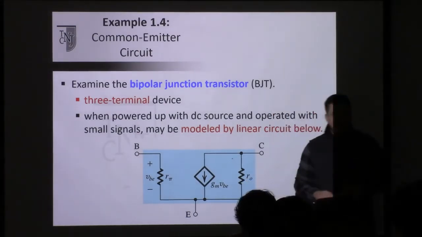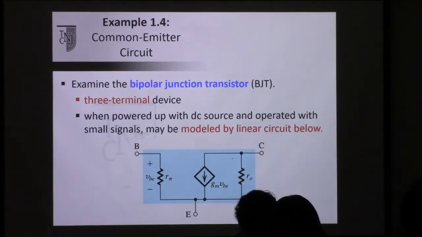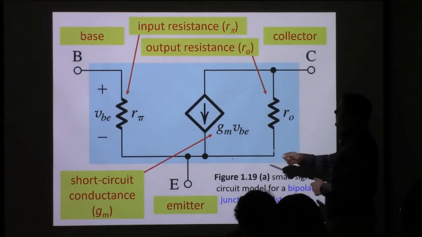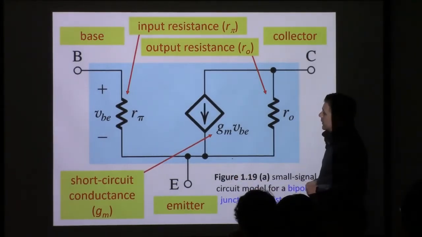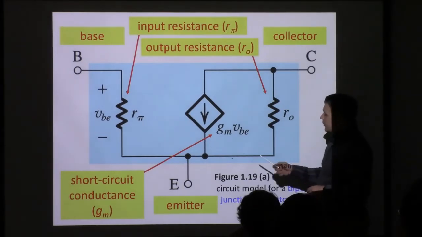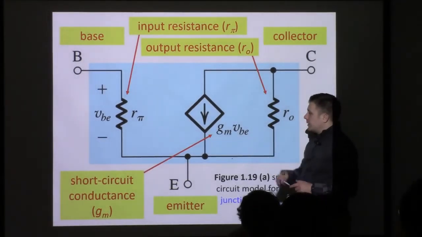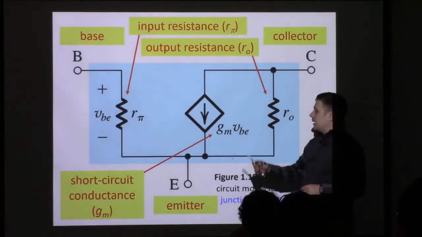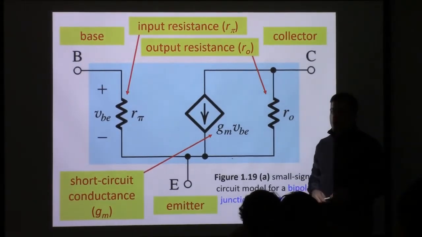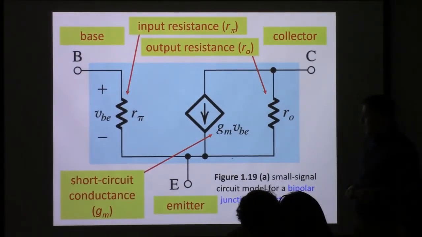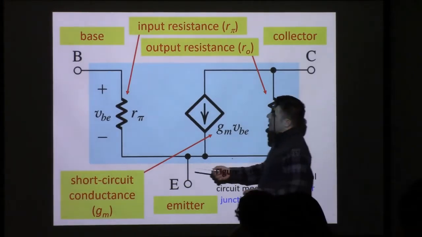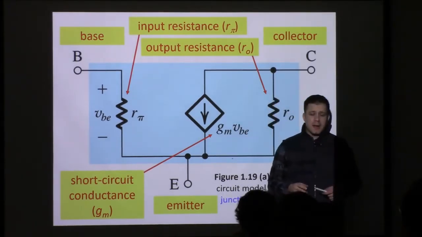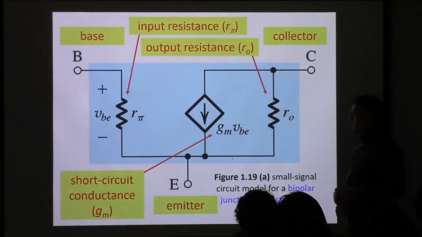So what do these different values mean? There are three terminals to a BJT: the base, the collector, and the emitter. And there's an internal value called the short circuit conductance, which is essentially the ratio of I out to V in if we short this to ground right here. VBE is simply the voltage between the base and the emitter terminals. We're calling the input resistance R pi, and the output resistance is labeled RO.